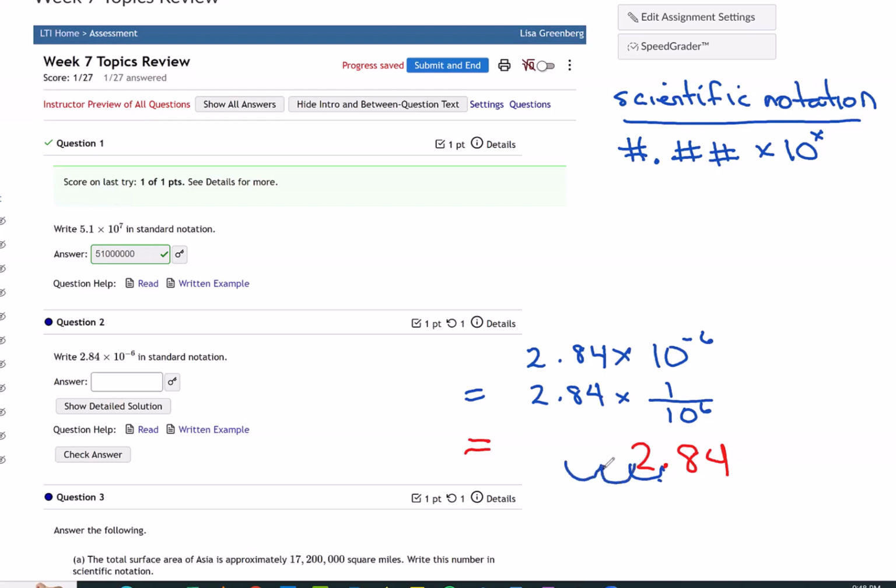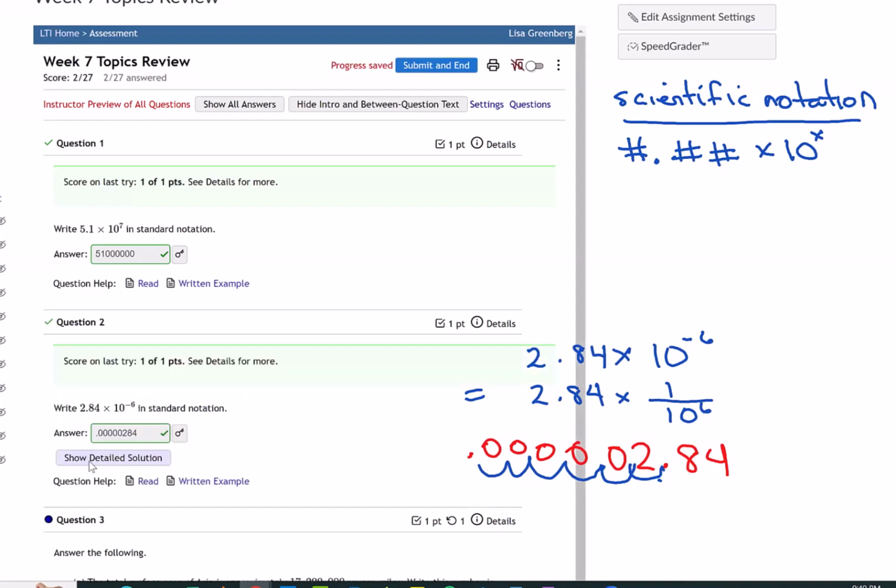1, 2, 3, 4, 5, 6. I fill these with zeros, and I put a decimal point on the left end. This becomes 0.00000284. That's really all there is to that one.